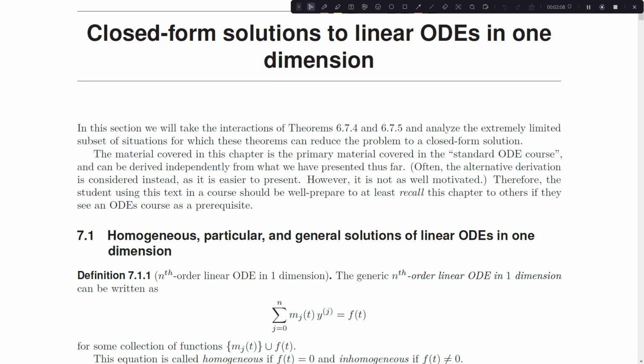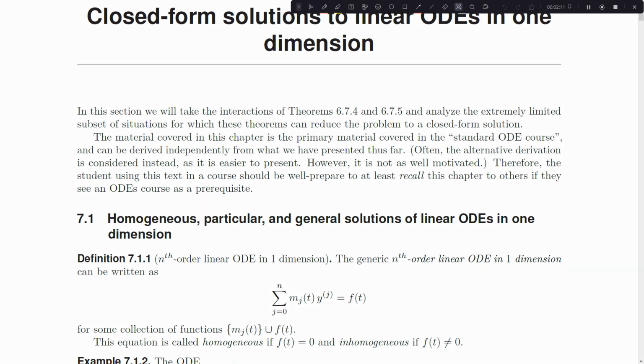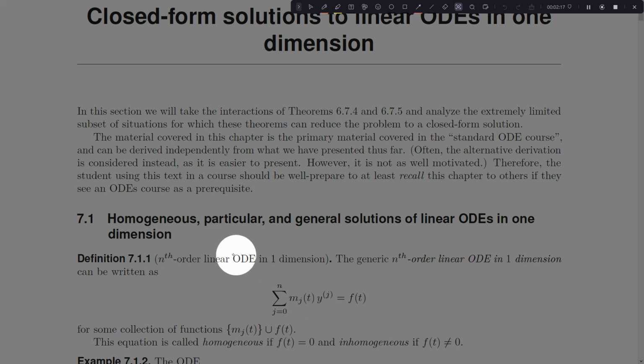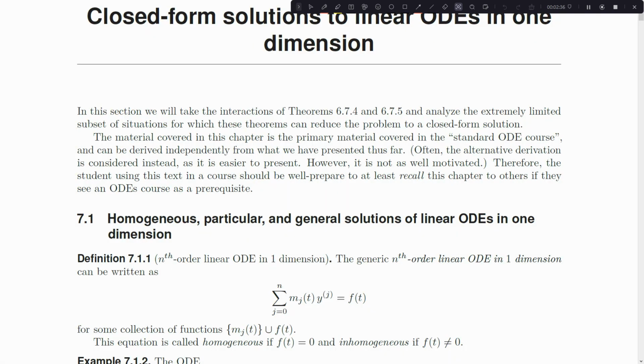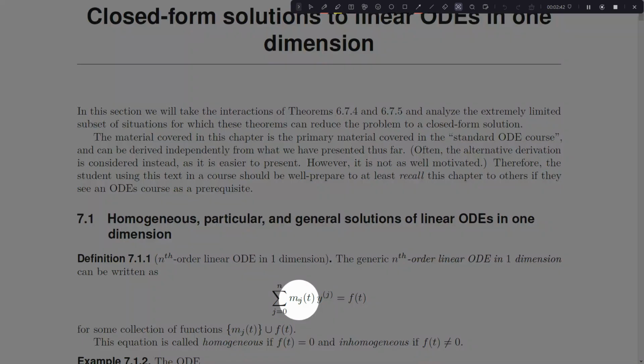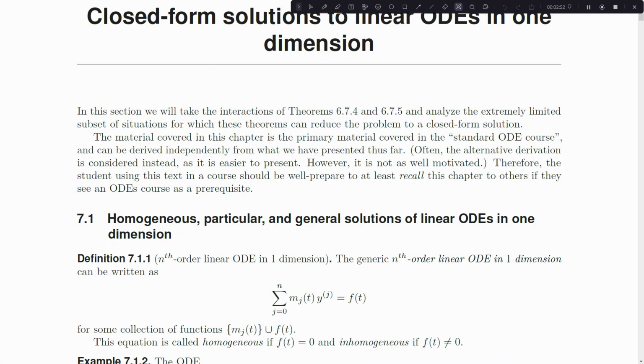So if we start at the nth order linear ODE in one dimension, being in one dimension really makes my life easy, and I can represent any nth order linear ODE as the sum of j going from 0 to n derivatives. So we're looking at the number of derivatives on my unknown y, and each one of those y's can possibly be multiplied by a function. But thankfully, this is just a one-dimensional function. So what are the linear multiplication operators in one dimension? We don't have matrices anymore. We just have scalar multiplication. So this is scalar multiplication of functions m, and they each multiply the derivatives on y, and it's possibly equal to another function at the end.